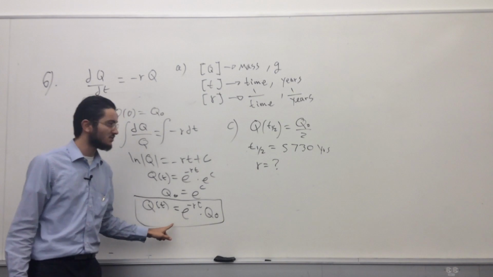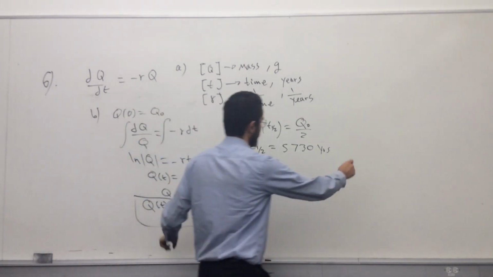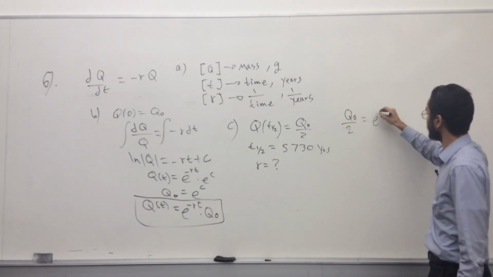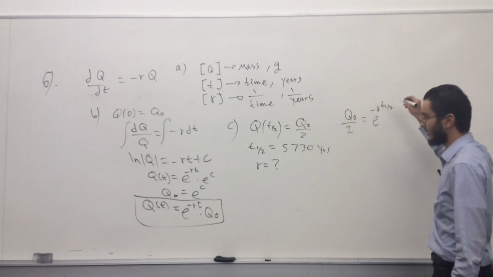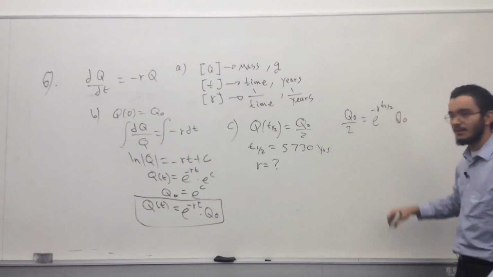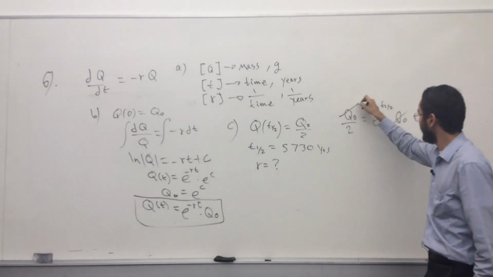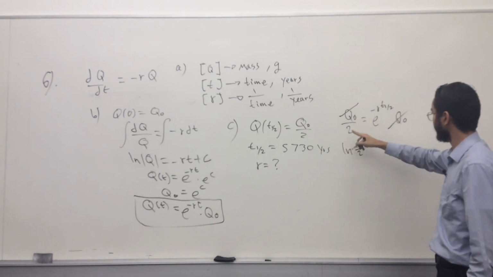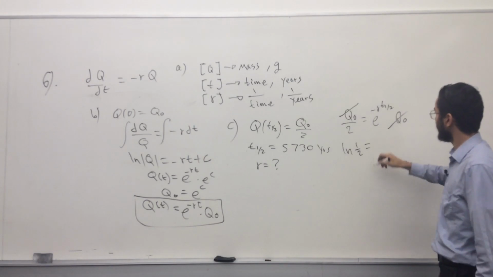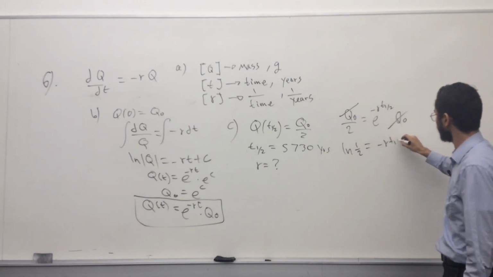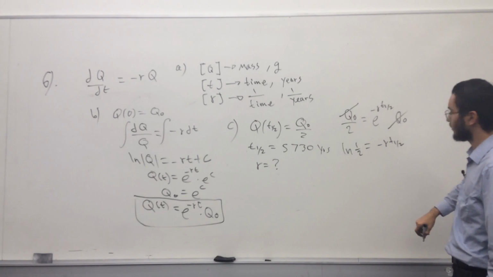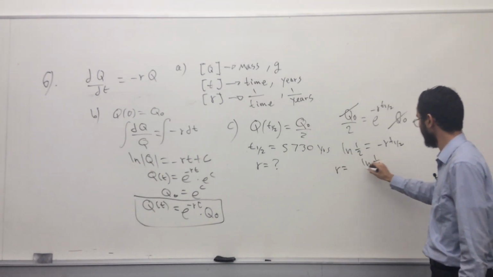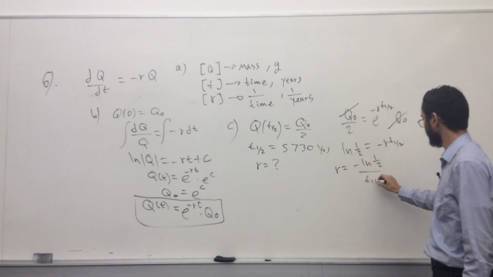So we just go back to this equation over here and we get Q0 over 2 equals e to the negative r t half, multiplied by Q0. Now the Q0's cancel, and we take the natural log of both sides: natural log of 1/2 equals negative r t half. We're looking for r, so r should be equal to natural log of 1/2 divided by t half.